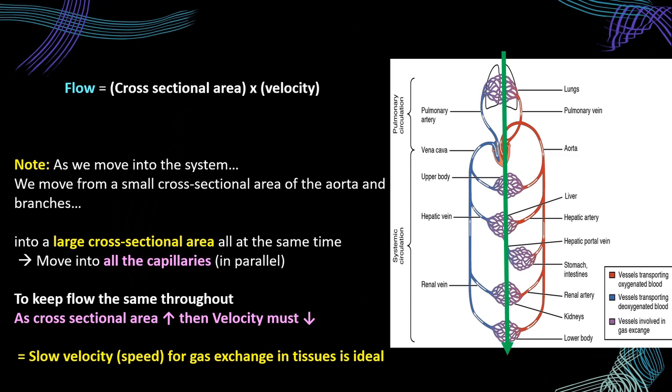As the cross-sectional area increases, then the velocity must decrease, right? So if we look at that in terms of arrows in this equation, if we increase the cross-sectional area in order to maintain the same flow, we're going to have to decrease the velocity. Slow velocity or speed is needed for gas exchange in the tissues, which is happening in the capillaries.